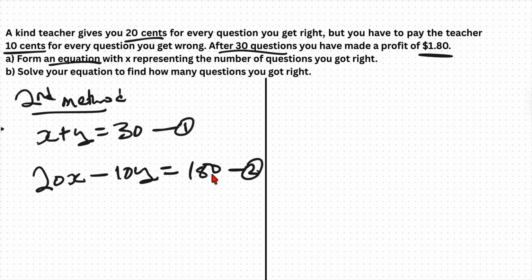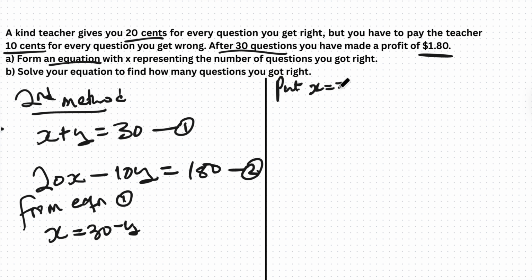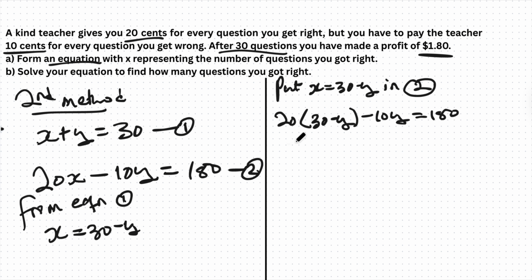Now we begin to solve the equation. Now I would like to use substitution method. So what I will say is that from equation 1, my X is equal to 30 minus Y. If I make X subject of formula, then the next thing I do is to put X equal to 30 minus Y in equation 2. So I have 20 open bracket 30 minus Y close bracket minus 10Y is equal to 180. So when I open this bracket, what I have is 2 times 3 is 6. So I have 600 here minus 20 times minus Y is minus 20Y, and then minus 10Y is equal to 180. So what I'm going to do next is to collect like terms.